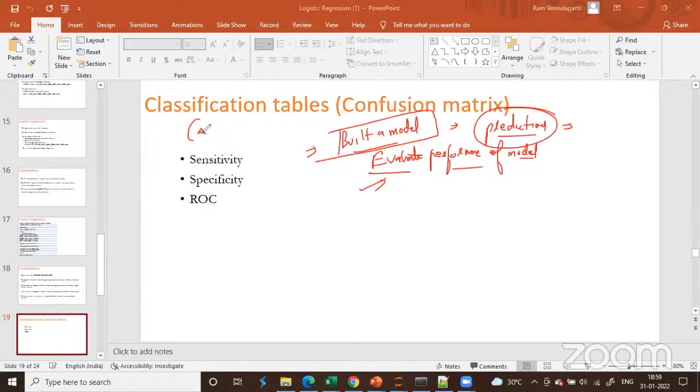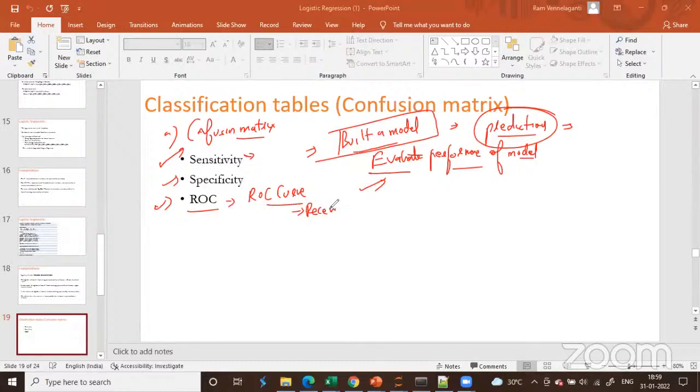Confusion matrix. And then under confusion matrix, we'll be discussing topics like sensitivity, specificity, precision, recall. So recall is nothing but sensitivity. We are going to see that. F1 score, all these topics we are going to discuss. And also there is another method by which you can find out the accuracy for your model. It is called as ROC curve.